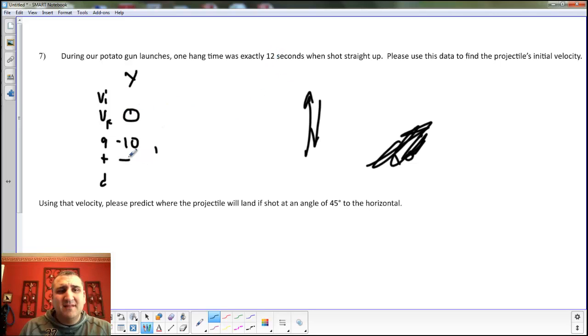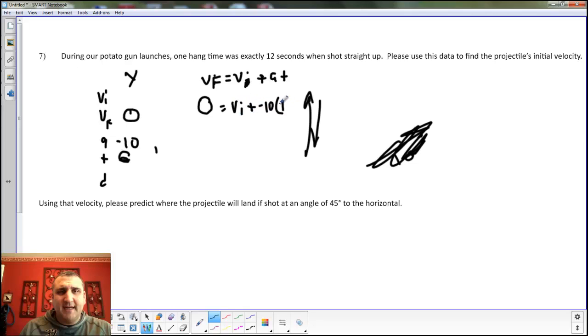Okay, so we're really dealing with a VF equals VI plus at scenario here. The VF is 0. The VI is I don't know what, plus the acceleration, which is negative 10, times t, which is 6.